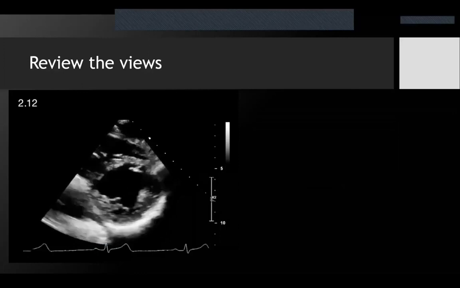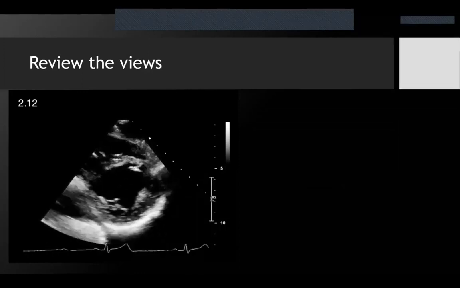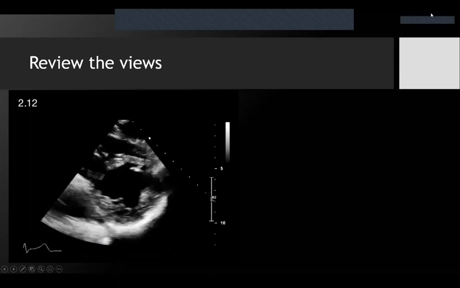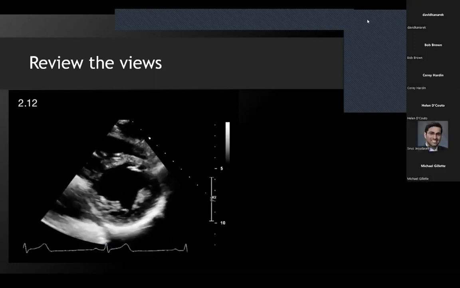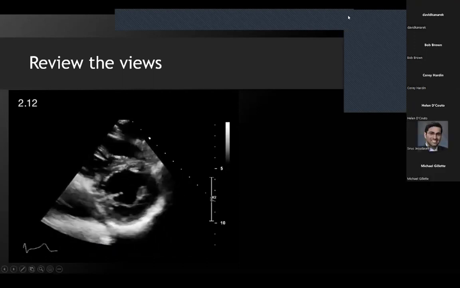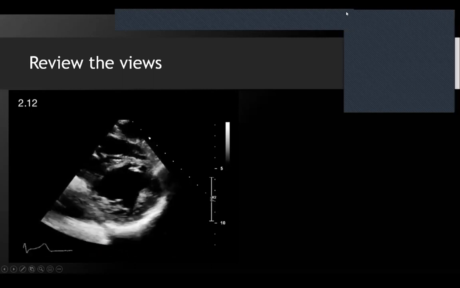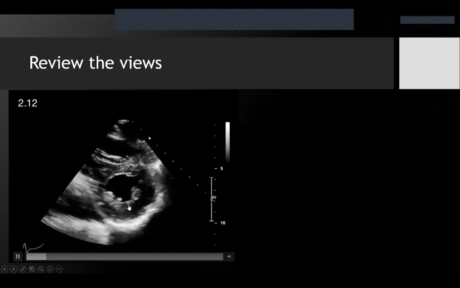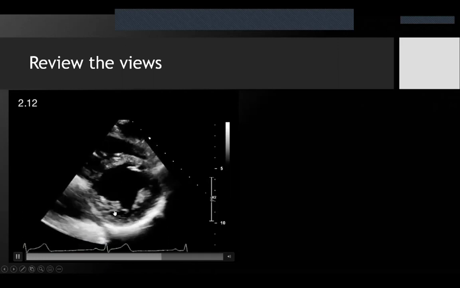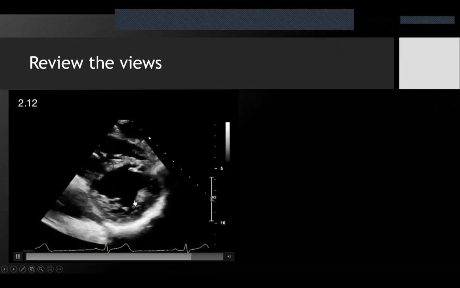So back to our basic views, where now can a fellow please name this view for us? I don't want to call on anybody specifically, but we saw the parasternal long. This is the parasternal short. Parasternal short. And the parasternal short has four levels. So what level are we seeing here? Looks like the level of the papillary. Yeah, papillary, which is roughly the mid-level that we saw before. The basal level would be sort of the mitral valve. So the mid-level, the papillary level, this would be the papillary muscle level.